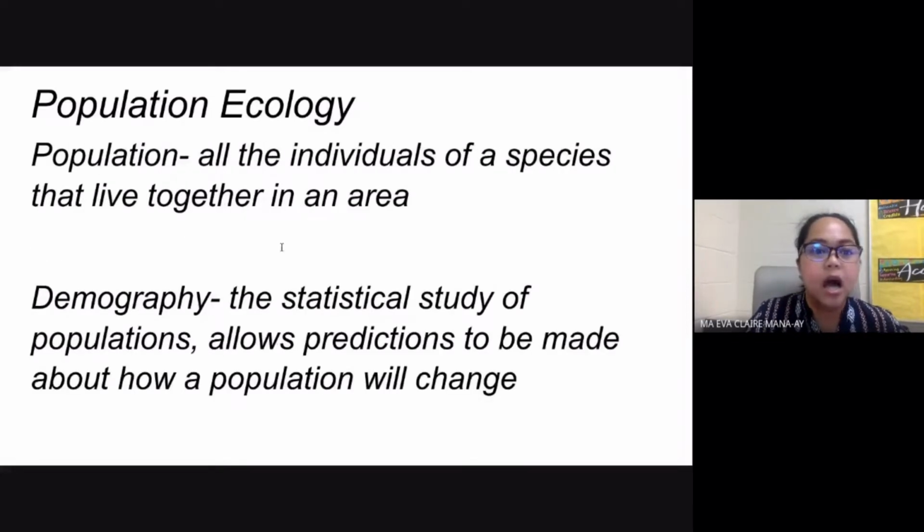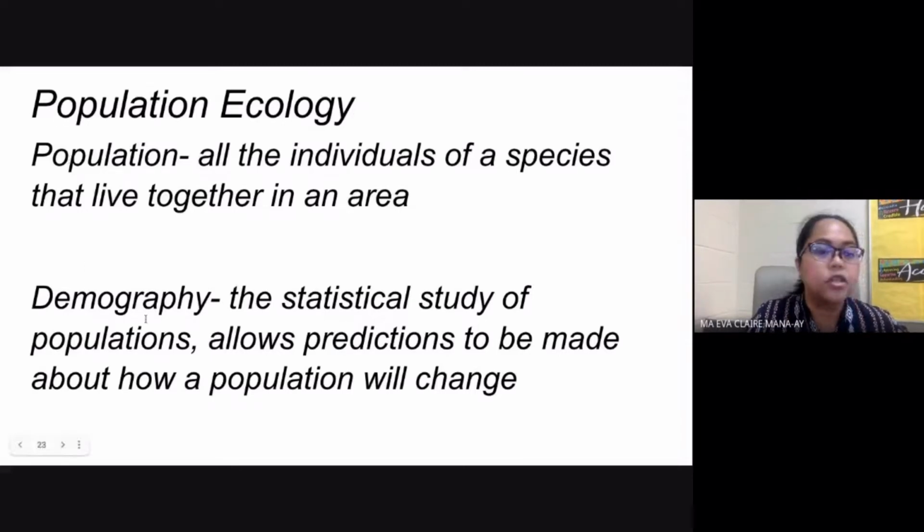Now again, there are two very important terms. We've already talked about population yesterday. So again, we said you can only call a group a population if all of these individuals belong to the same species. If these individuals do not belong to the same species, then we use the term community. But if they are all humans, then we say it is a population.